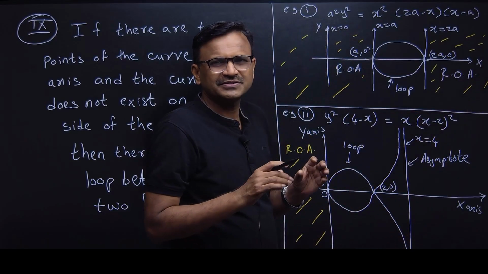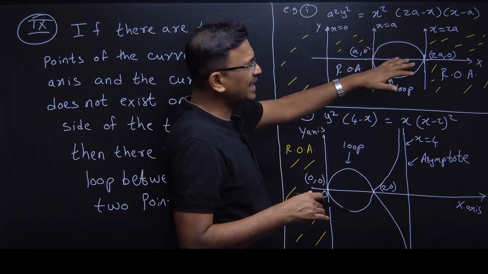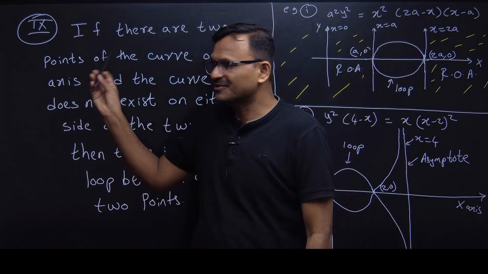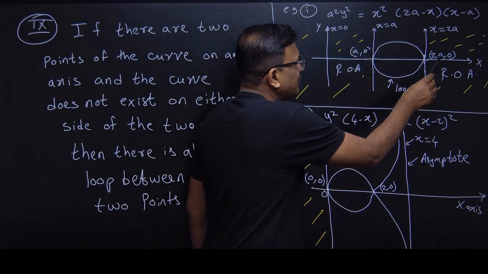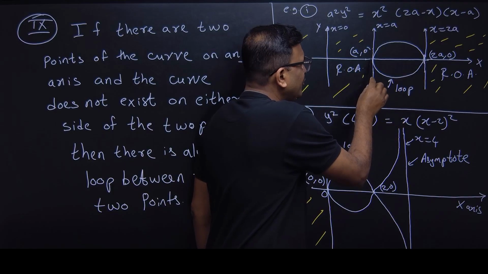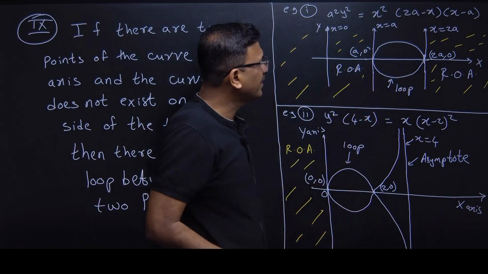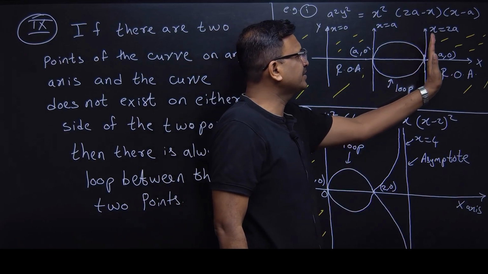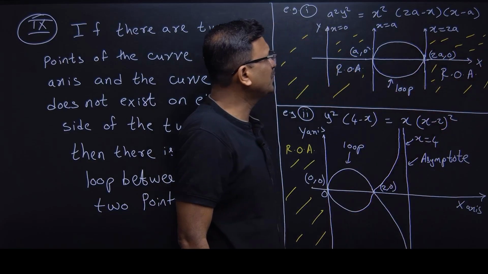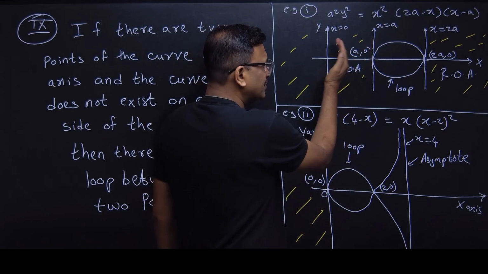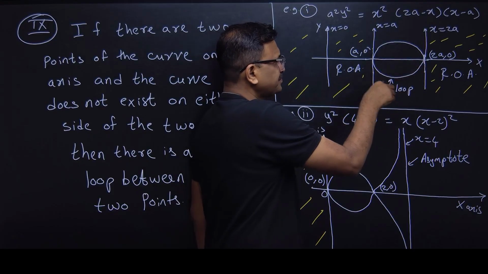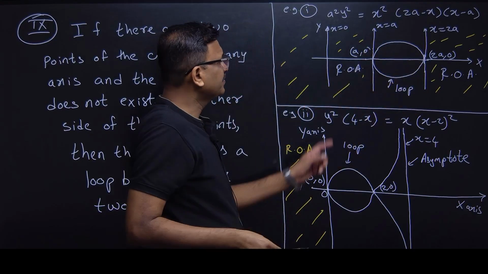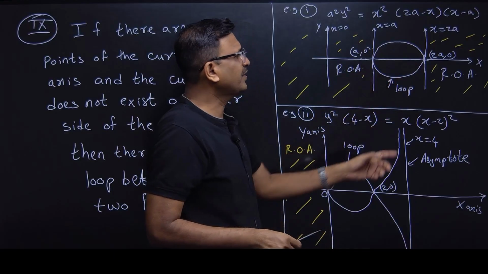I am showing the last step directly, just showing the application of this rule: if there are 2 points on any axis, like here in this case there are 2 points on x axis, a comma 0 and 2a comma 0, and the curve is not existing on the right hand side of the point 2a comma 0, and not existing on the left hand side of a comma 0, then it means that there is a loop, there is a closed curve between these 2 points. So that we are drawing approximately.